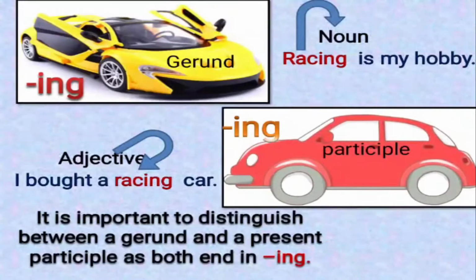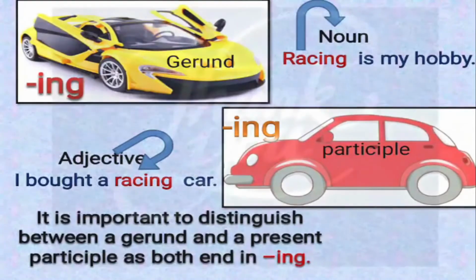I bought a racing car. I bought what type of car? A racing car. So here racing talks about the car. It qualifies the car and therefore it is the adjective. So we have understood that to distinguish between a gerund and a present participle, both ending in ing, we need to check whether it is a noun or an adjective. Is it clear, children?